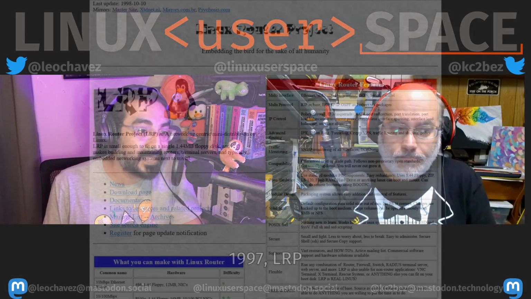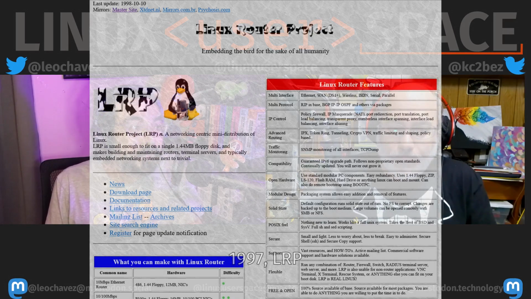Back in 1997, Dave Cineage created the Linux Router Project, or LRP. It was a networking-centric mini distribution of Linux, and is described as small enough to fit on a single 1.44 megabyte floppy disk, and makes building and maintaining routers, terminal servers, and typically embedded networking systems next to trivial.